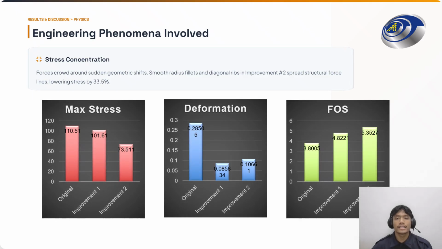To explain the underlying physics, let's look at the engineering phenomenon of stress concentration. Naturally, structural forces crowd around sudden geometric shifts. By implementing smooth radius fillets and diagonal ribs in improvement number 2, we successfully spread out these structural force lines. As the chart shows, this physical optimization lowers maximum stress by 33.5%, controls deformation, and drives our factor of safety up to its highest value of 5.35.